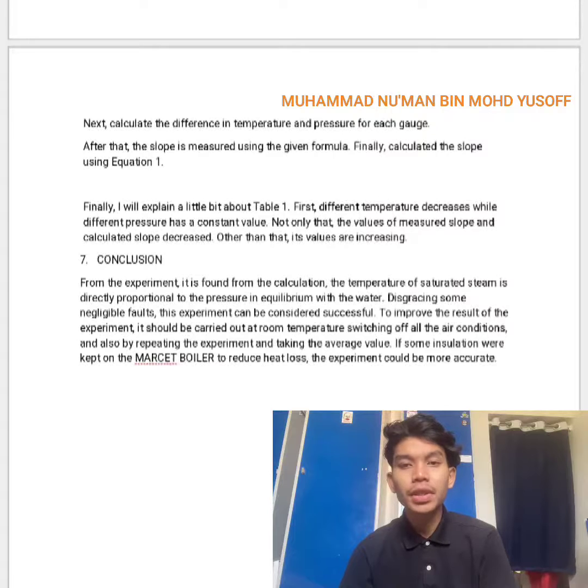In conclusion, it is found from the calculation that the temperature of saturated steam is directly proportional to the pressure in equilibrium with the water. Disregarding some negligible faults, this experiment can be considered successful. To improve the result of the experiment, it should be carried out at room temperature, switching off all the air conditioners, and also by repeating the experiment and taking the average value. If some insulation were kept on the Marcet boiler to reduce heat loss, the experiment could be more accurate.